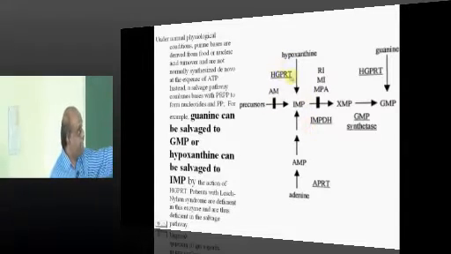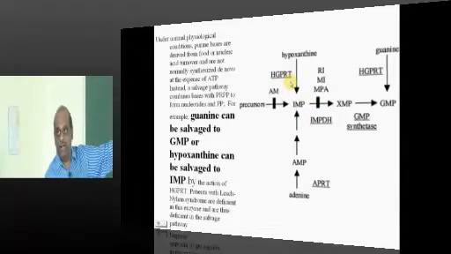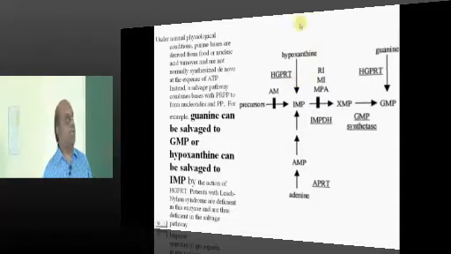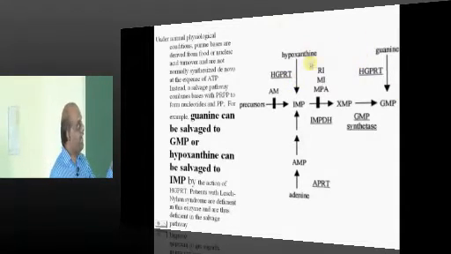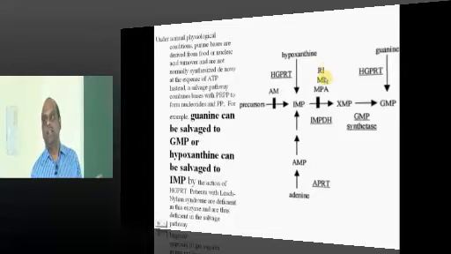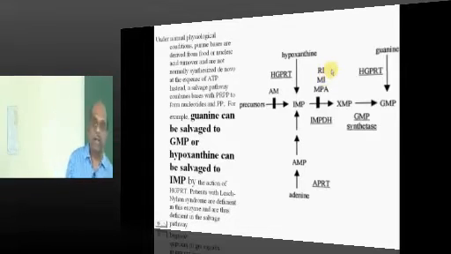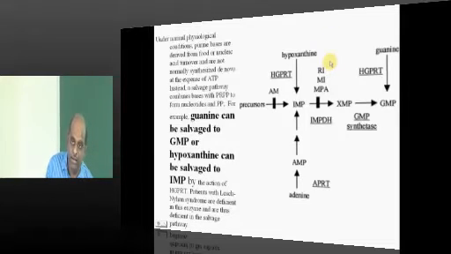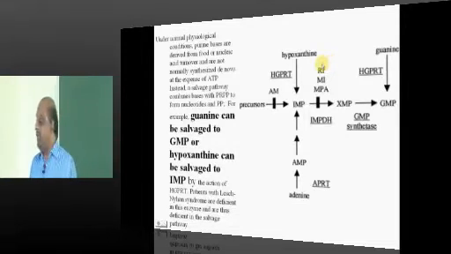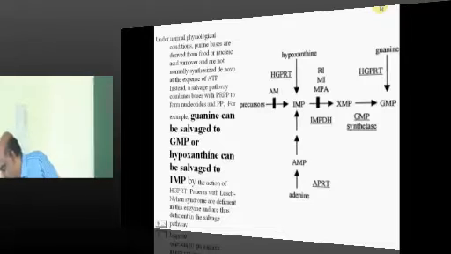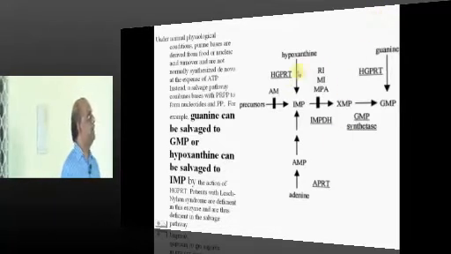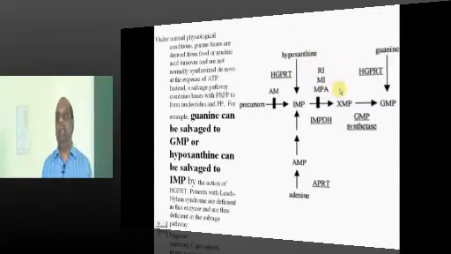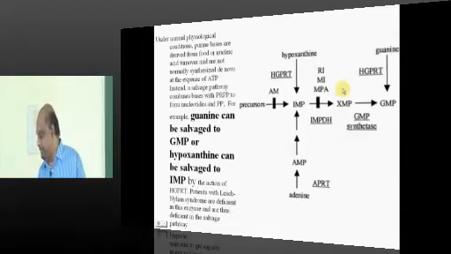But if the HGPRT deficiency is there in Lesch-Nyhan, they cannot be reutilized. And when they cannot be reutilized, they become excessively broken down and lead to uric acid formation. Hence there is hyperuricemia in Lesch-Nyhan syndrome. When there is a deficiency of HGPRT is what needs to be remembered.